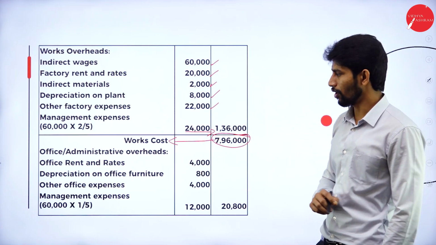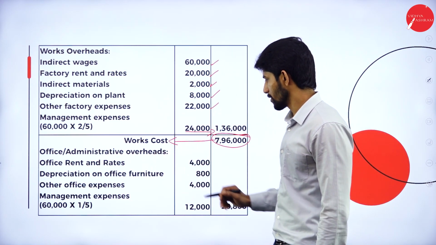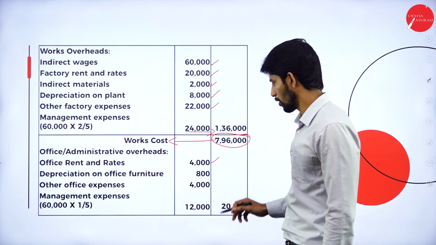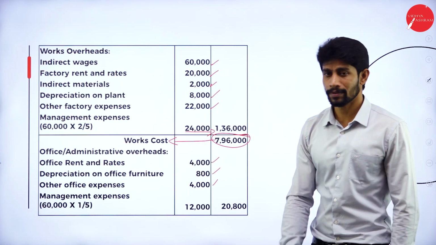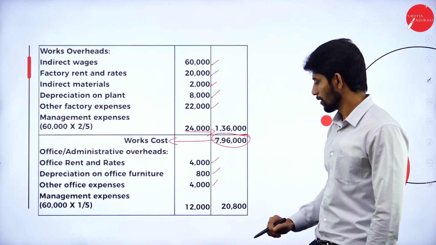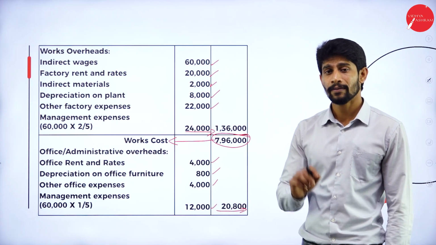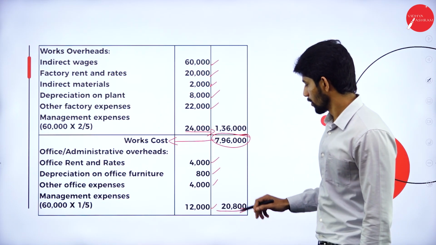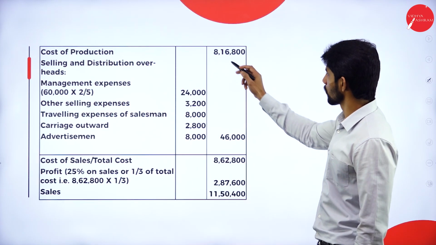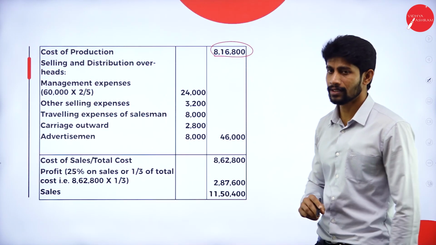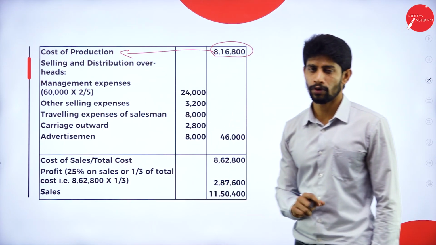So now for work cost, add office and administrative overhead. In that, office rent and rate 4,000, depreciation on office furniture 800, other office expenses 4,000, management expenses 1/5 relating to office, so rupees 12,000. Total it, you'll get the total of 20,800 with respect to office overhead. So add this 20,800 with 7,96,000, you will get the total of 8,16,800. That value is called what? That value is called cost of production.